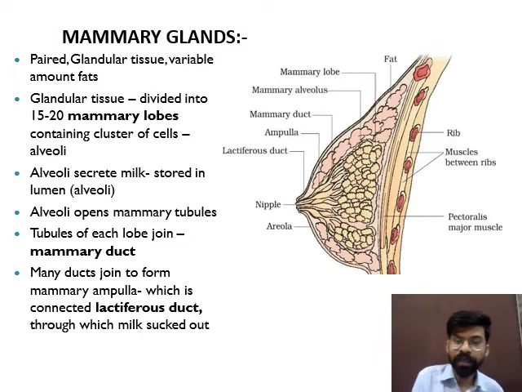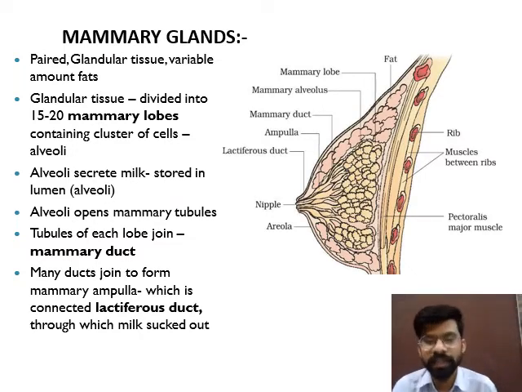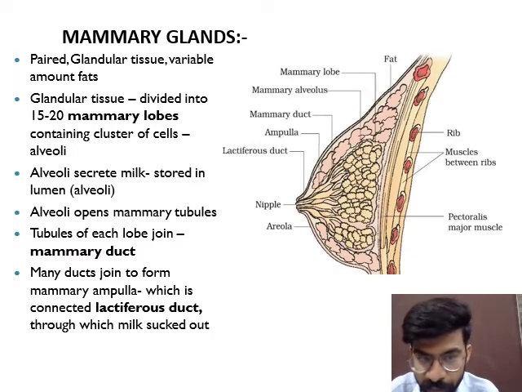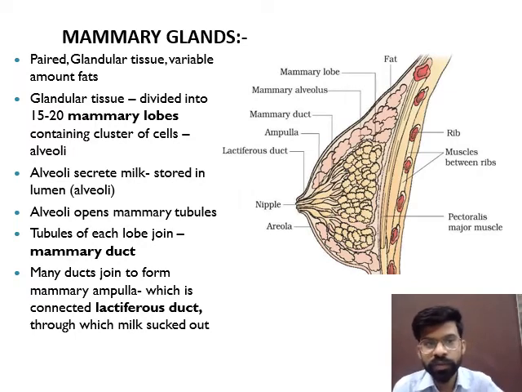Next is mammary gland. Mammary gland is the accessory gland that is present in female reproductive system. Mammary gland is paired in structure, and it contains glandular tissue and fat tissue. Glandular tissue is divided into 15 to 20 mammary lobes, and mammary lobes contain a cluster of cells known as alveoli. Alveoli secrete the milk.